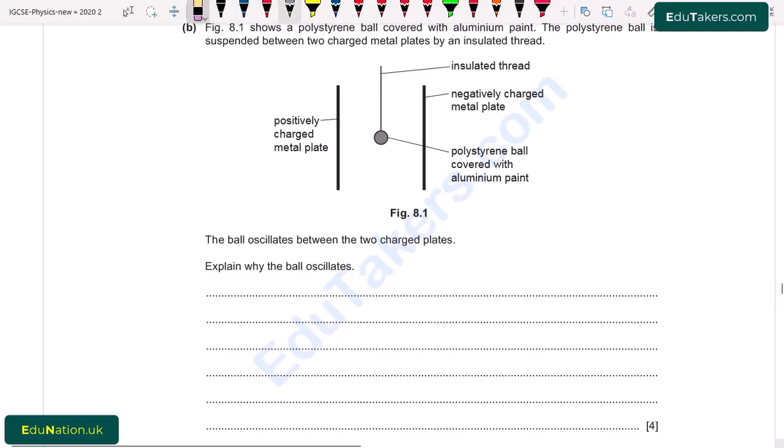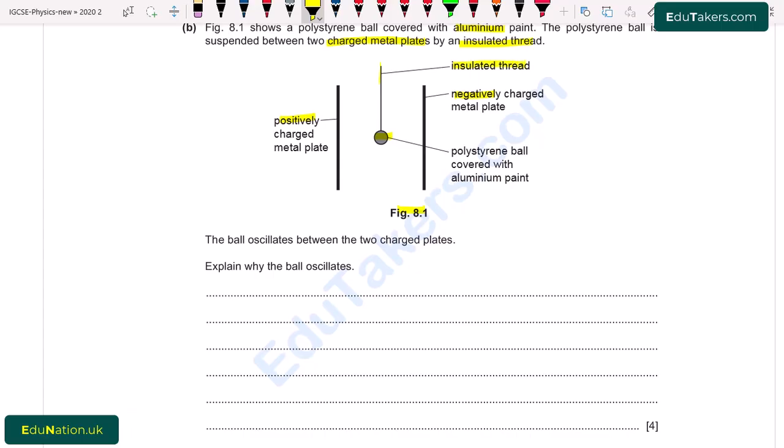So here you can see a figure. Figure 8.1 shows a polystyrene ball covered with aluminium paint. So it is covered with the aluminium paint, and we know that aluminium is a conducting material. The polystyrene ball is suspended between two charged metal plates by an insulated thread. So you can see in the figure 8.1 that it is the positively charged plate while the other is negatively charged plate, and it's the ball that is made up of polystyrene, and there is a paint over it which is of aluminium, and it's the thread that is insulated thread.